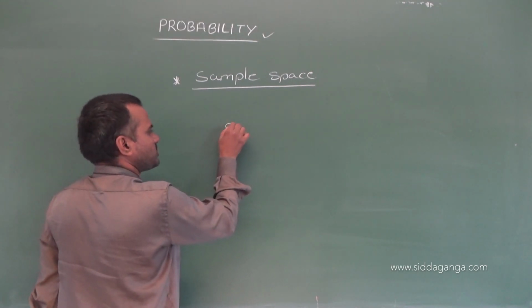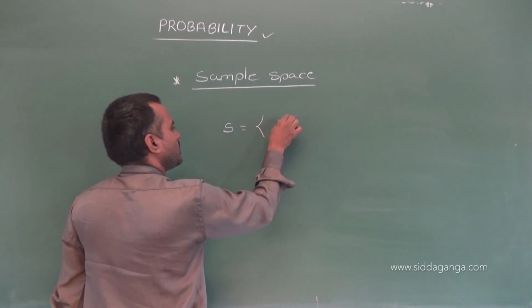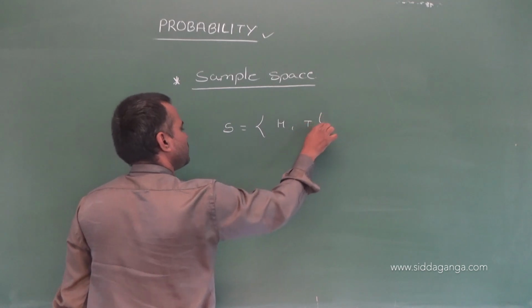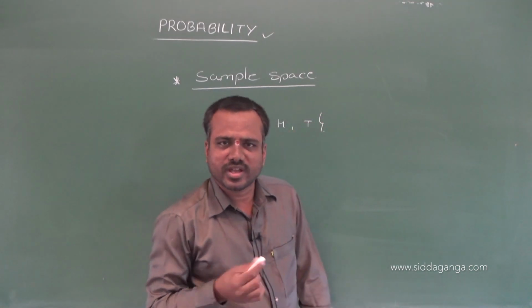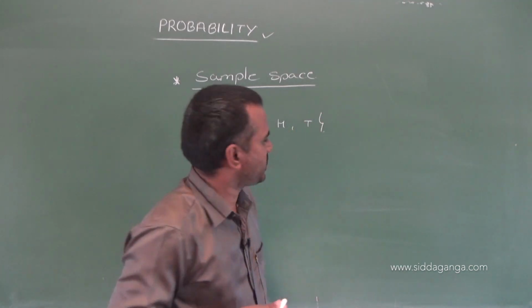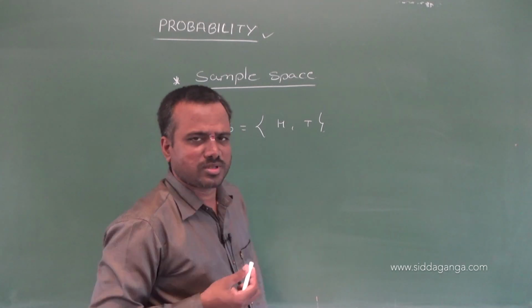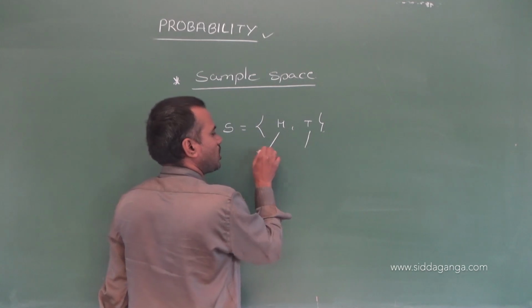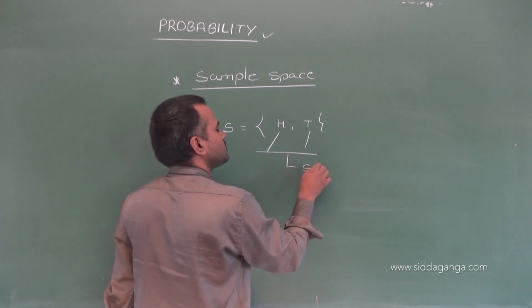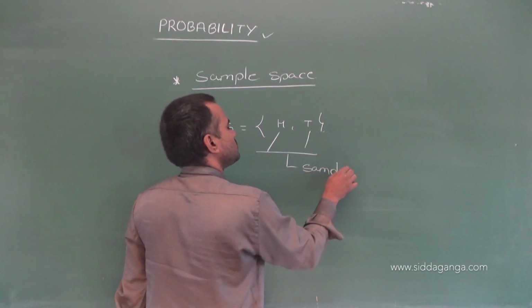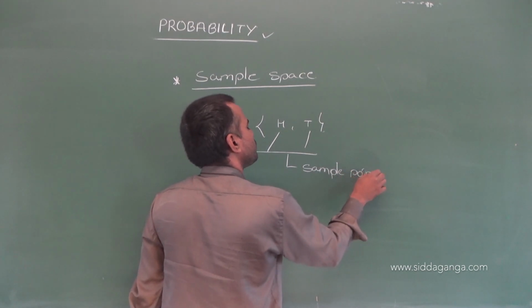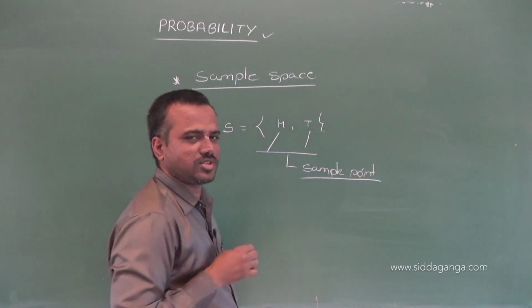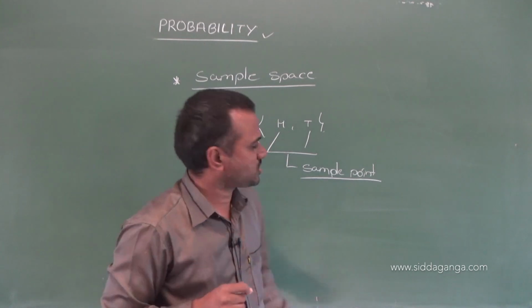The sample space are head and tail. Tossing a coin, the possible outcomes are head and tail. So these two outcomes are called sample points.